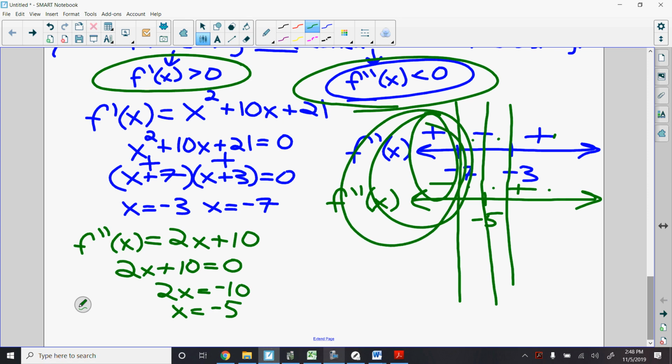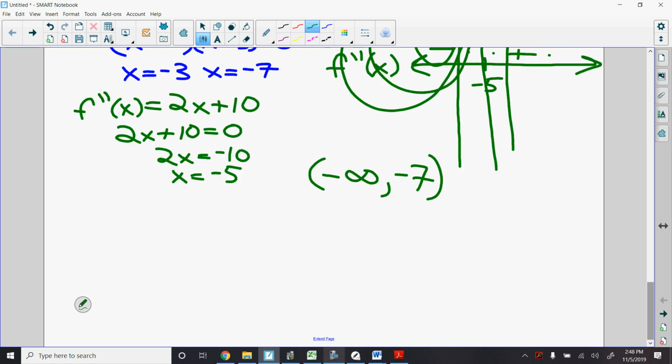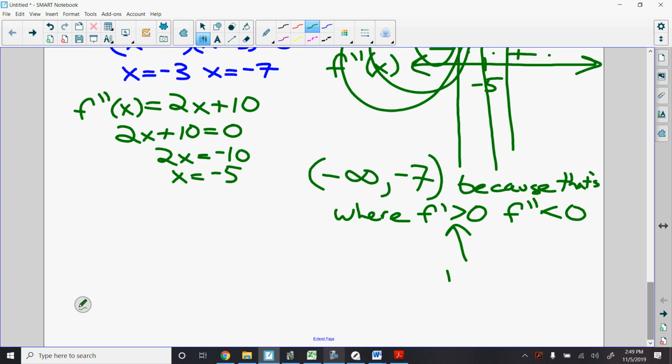Okay? So that would be from the region of -infinity to -7. My justification, because that's where f prime is greater than 0 and f double prime is less than 0, right? This gave us the increasing. F is increasing. This gave me f is concave down.